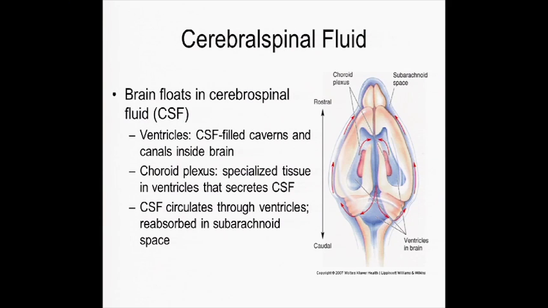So the brain is surrounded with fluid called the cerebrospinal fluid, and it goes all the way through the brain and all the way down to the spinal cord. It's produced by the choroid plexus, which is a whole bunch of blood vessels that are filtering stuff out to make this fluid.